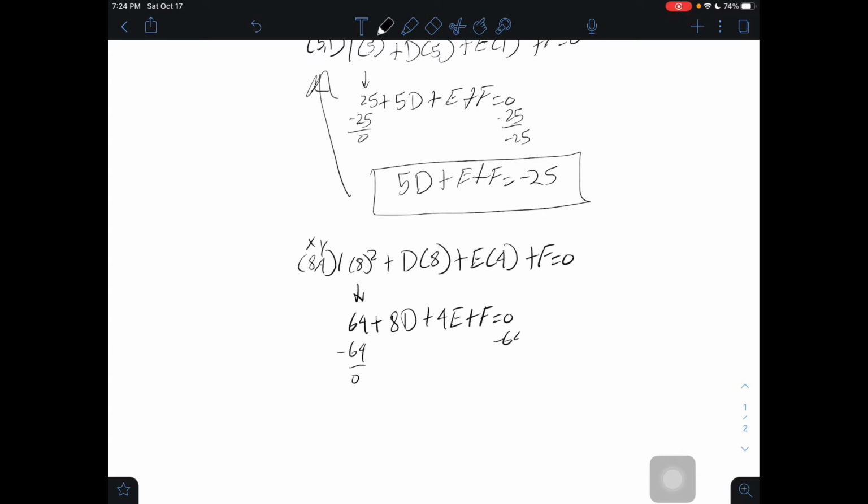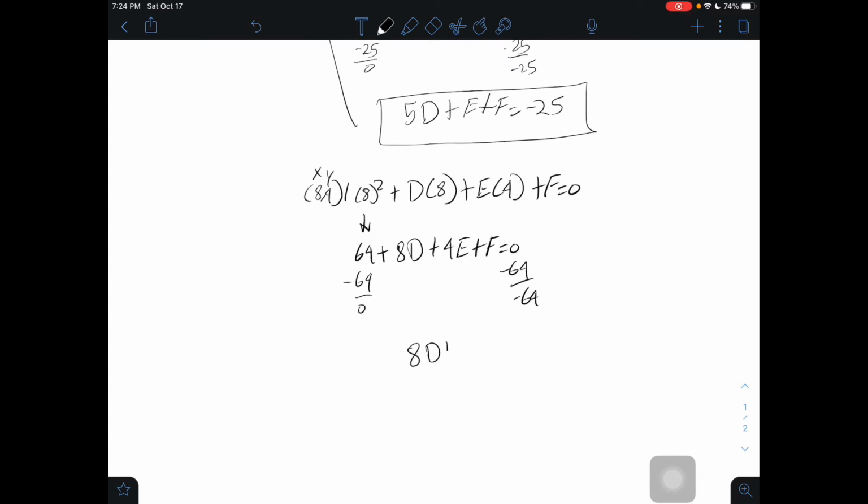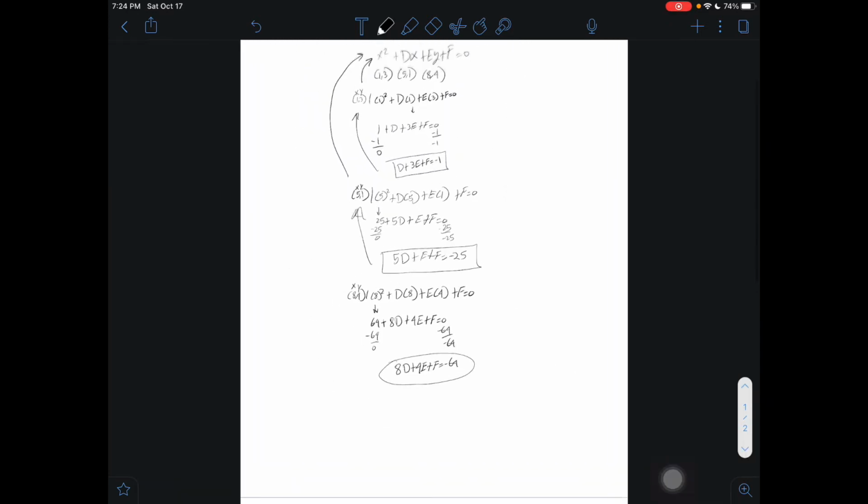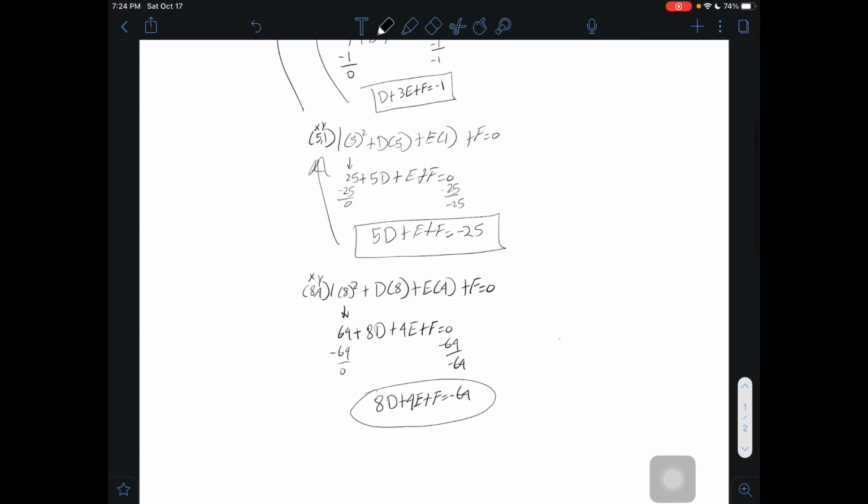0 minus 64 is negative 64. Now we have 8d plus 4e plus f equals negative 64. It's going to be our third equation. With these three equations, we are now going to construct a matrix. In this case, it's going to be a 3 by 3 matrix because we have 3 different variables.